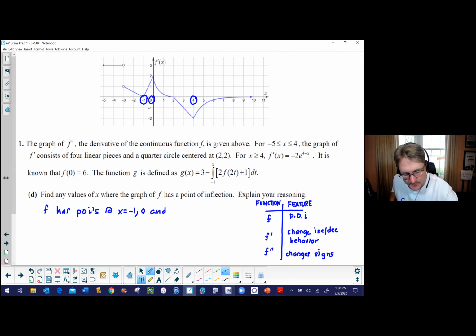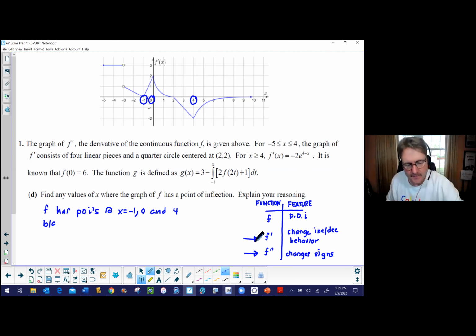And your reasoning, well, let's see. The reasoning would be because, I guess we could say f double prime changes signs. Could we say f prime changes increasing behavior? Typically, both will be accepted. The strongest argument is to say both of them, but sometimes the best argument is to use what has been provided in the problem. That's typically going to give you the path of least resistance to that maximum score.